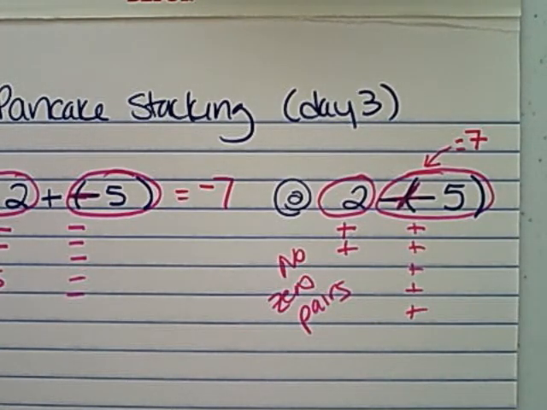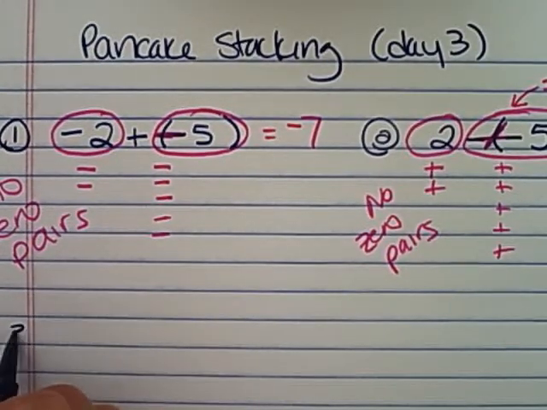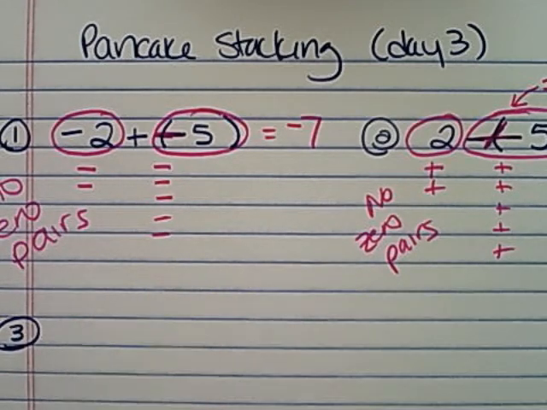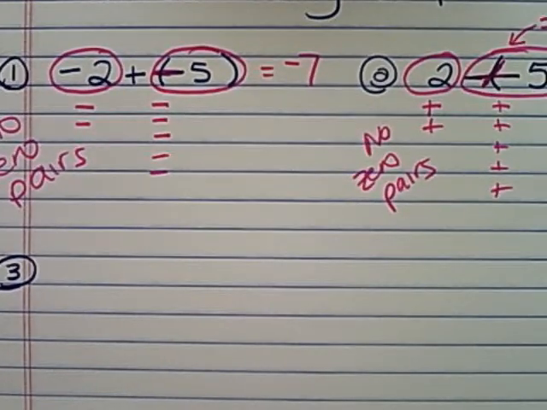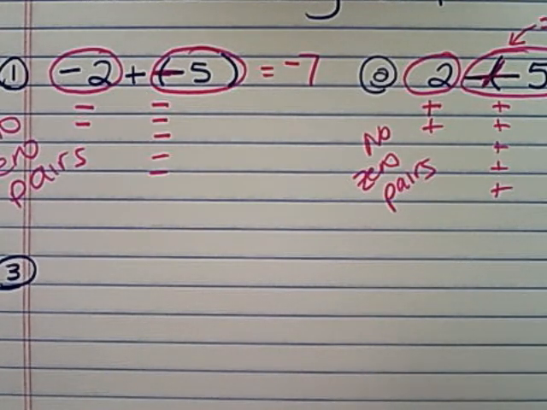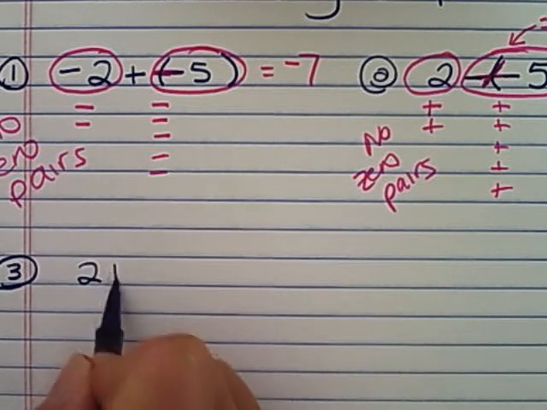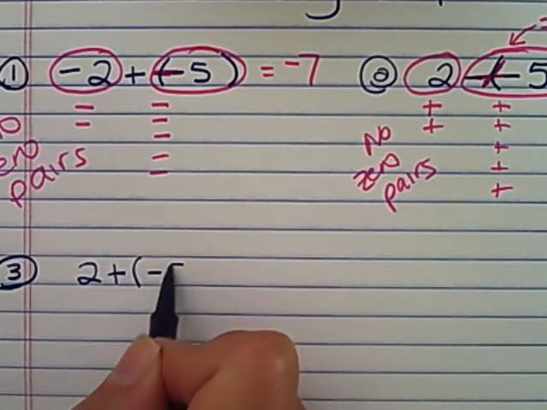Let's go on to number 3. And feel free to pause this video if you need to, or rewind it if you feel like I'm going too fast. Problem number 3. They all look very similar because they all have 2's and 5's in them. Some of them are positive, some are negative, all of them will have parentheses. 2 plus negative 5.